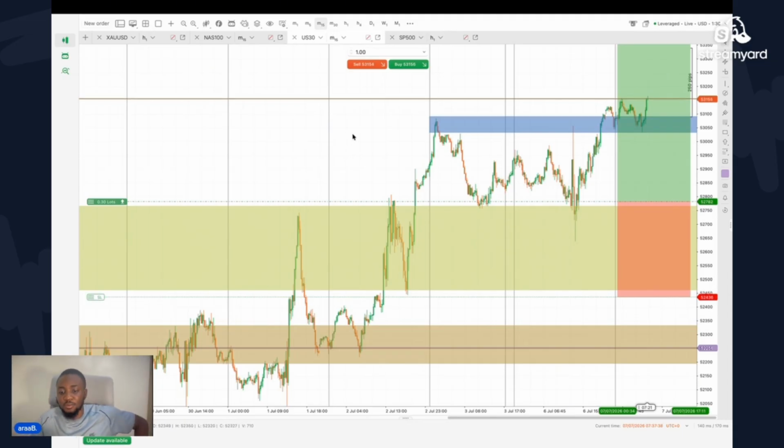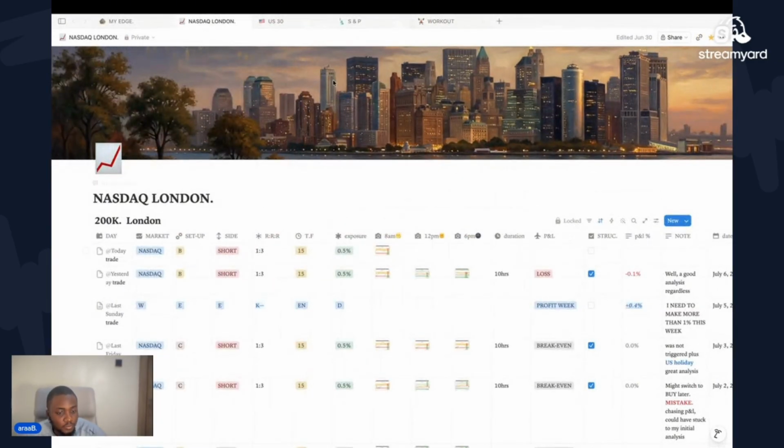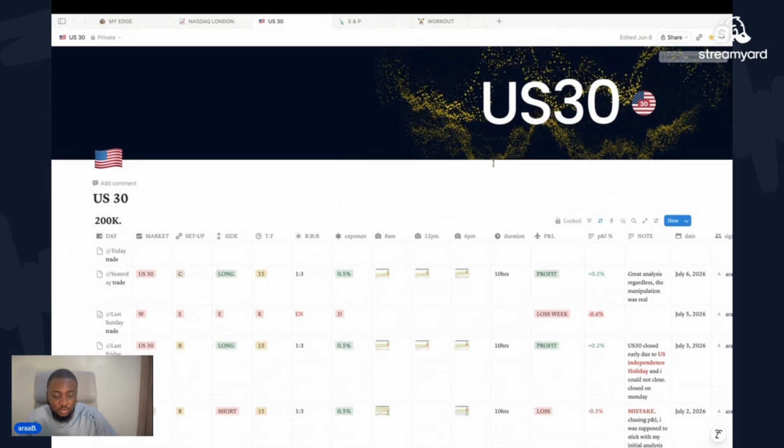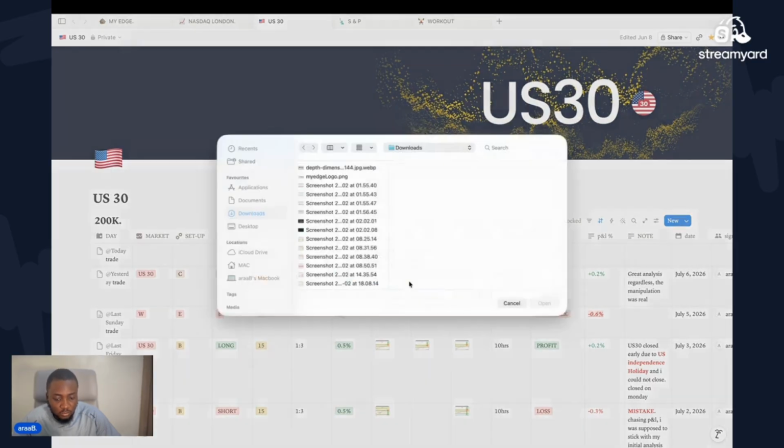Now let me do my trade. How I do it now is I take a screenshot of this. This is a screenshot of it. After taking this screenshot, I go to my journal. This is my journal. This is for US, the other one is for Nasdaq. This is for US30. This is my US30 journal. First thing, I'll upload the image of the screenshot I took. That is my first screenshot.